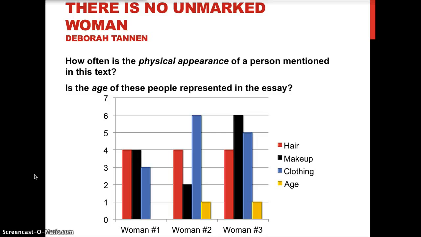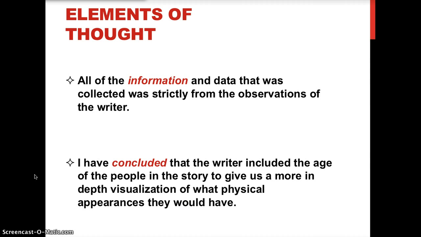My second question is the age of these people represented in the essay. The age for woman number 1 was not represented, but you can guess her age because woman number 2's age was represented and woman number 3's age was represented once each, and one was represented as being younger and one was older, so you can figure that woman 1 is somewhere in the middle.